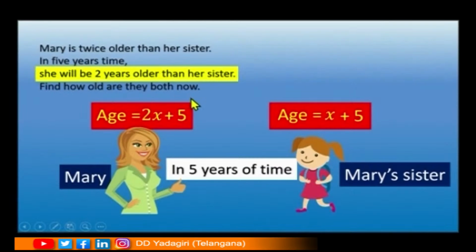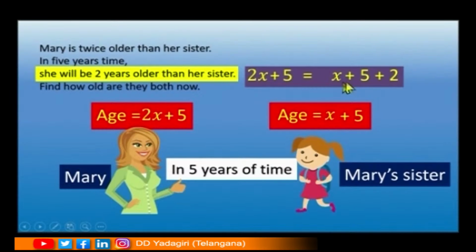Let us observe what is the next line in the question. She will be, she means Mary. Mary will be 2 years older than her sister. That means 2x plus 5 is just 2 more than x plus 5, that is Mary's age. So, this is how we establish the linear equation using the instructions in the question.